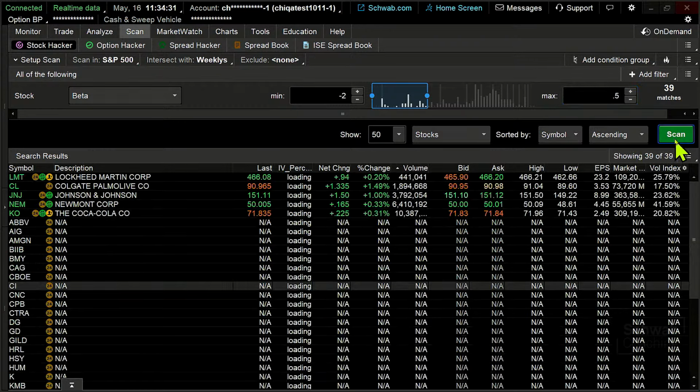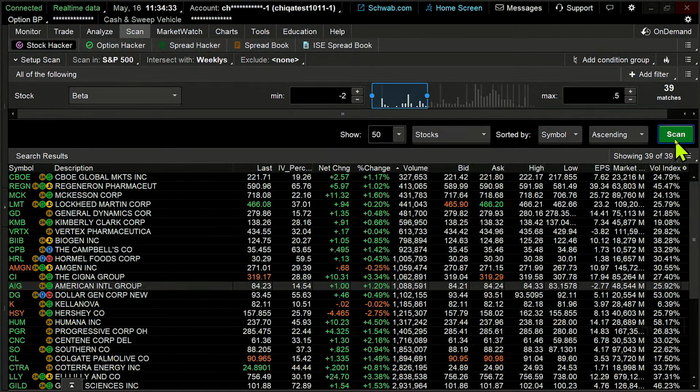So if I run the scan, now I've got a list of S&P 500 stocks that all trade weekly options. Again, we're not trading the options. We're just using that as a filter here from a liquidity standpoint. And now those are my available stocks.